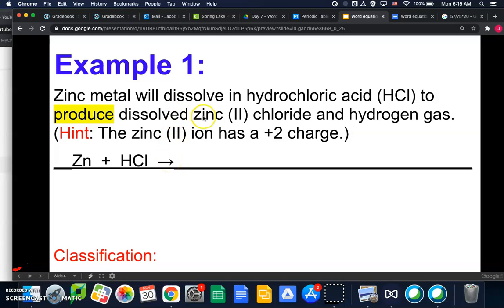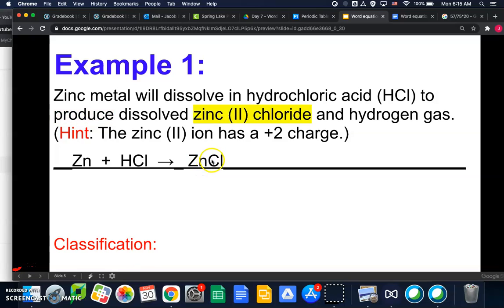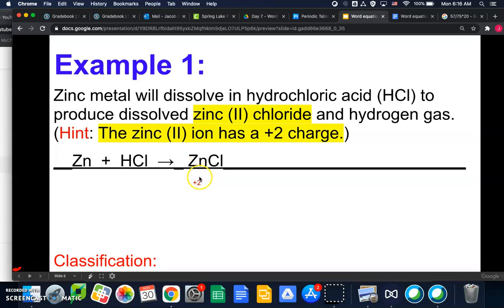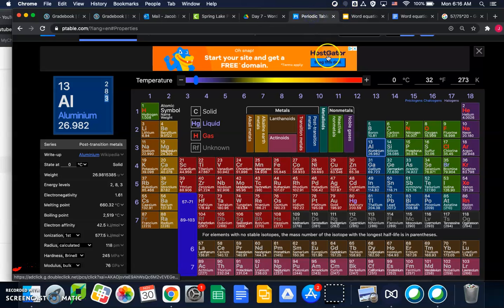To produce dissolved zinc 2 chloride. So I'm going to write out zinc chloride. Now, again, this is zinc 2 chloride, so that means that the zinc has a +2 charge. For the chloride, we're going to need to look at the periodic table to figure out what the charge is.